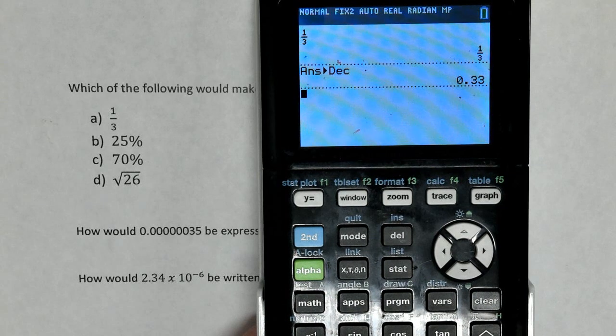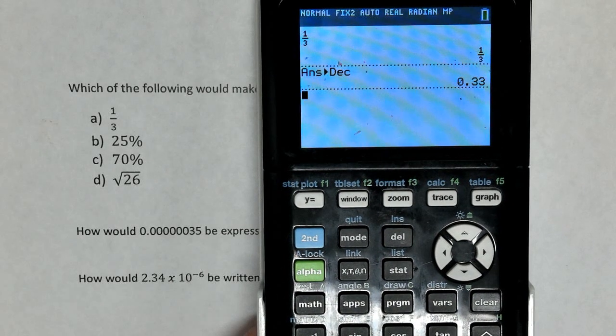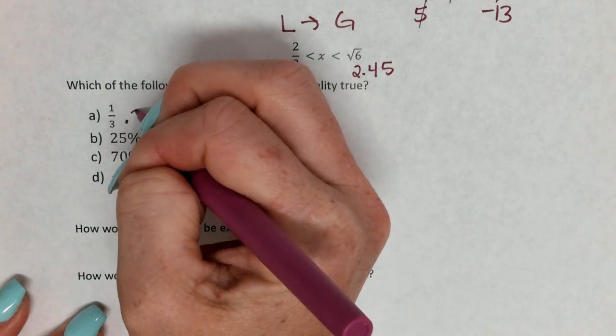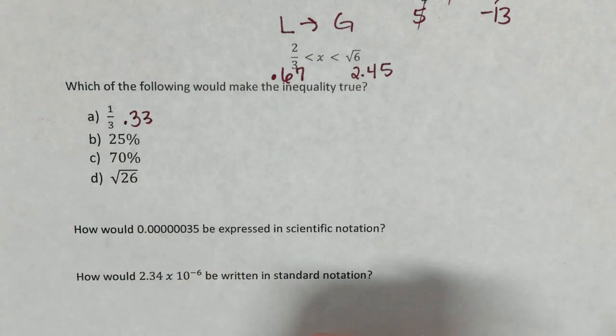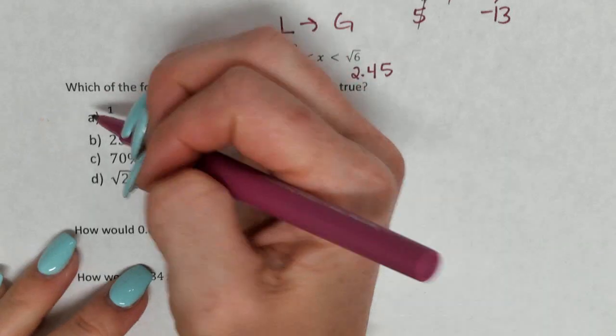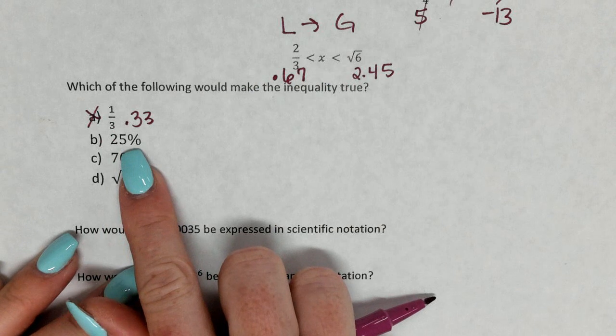How much money is a third worth? 33 cents. Write it down. Would 33 cents fit between 67 cents and $2.45? I can't hear y'all. No. Is it too big or too little? Too little.